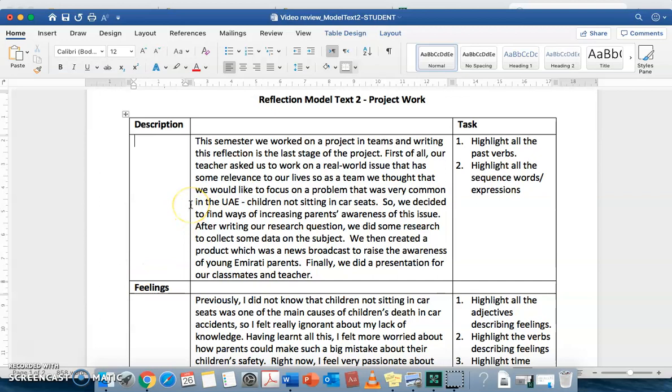Let's look at the stage sentence by sentence. In the first sentence, this semester we worked on a project in a team, and writing this reflection is the last stage of the project.